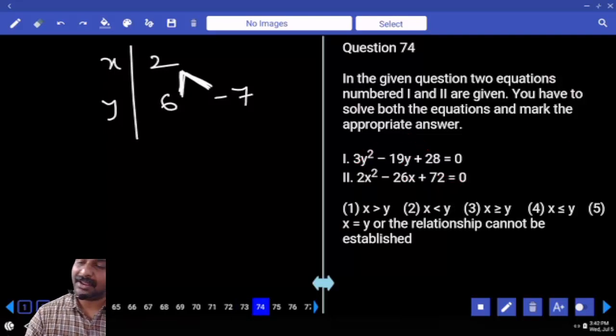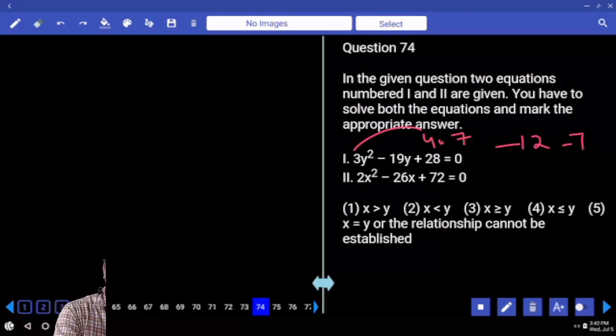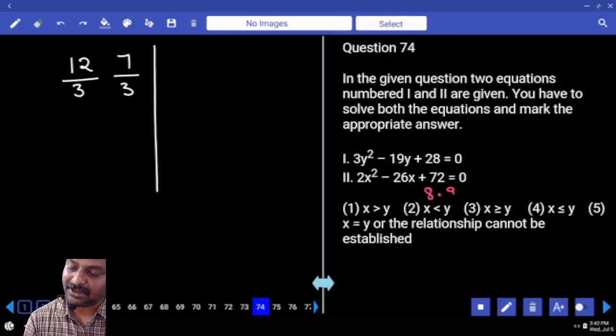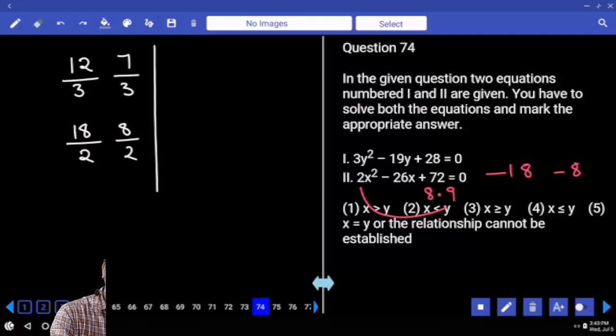3 into 28. 28 can be written as 4 times of 7. 3 into 4. Other number minus 12 minus 7, factors are plus 12 plus 7 divided by 3, right? Next, this number can be written as 8 into 9, 2 into 9, and then minus 18 minus 8 minus 26. Factors are 18, 8 divided by coefficient, right. Now come, 4 2 1 by 3 9 4.